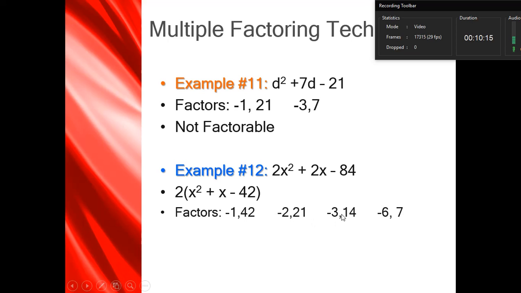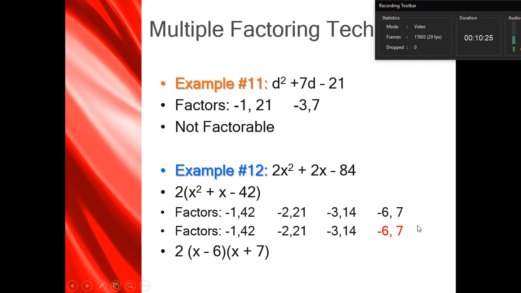So as I make the list, I'm looking for the set that adds up to 1, and it looks like negative 6 and positive 7. I'm going to include the GCF when I finish the factoring process. So there's x minus 6, x plus 7, and my GCF of 2. Make sure all factors are there.